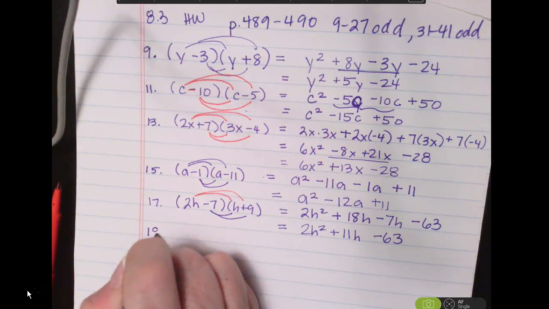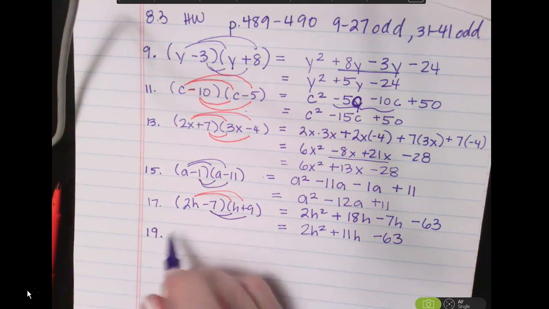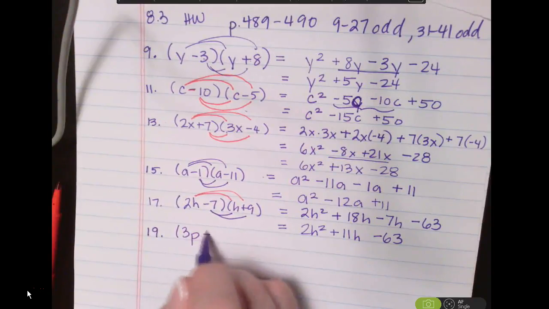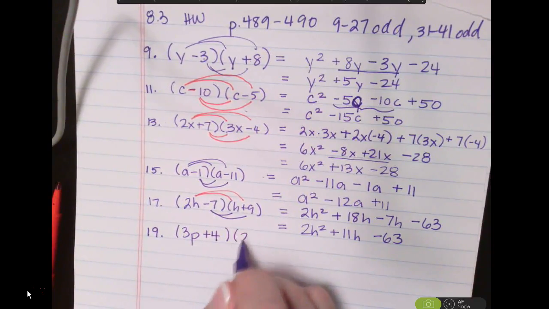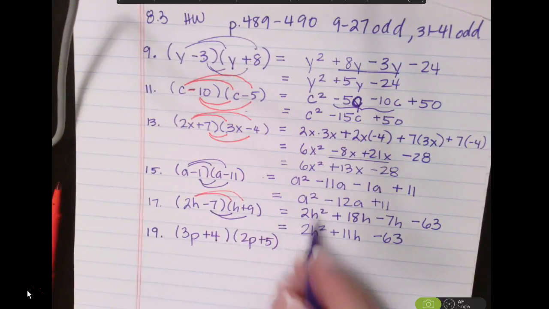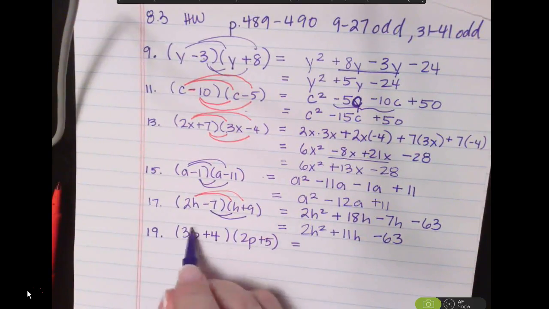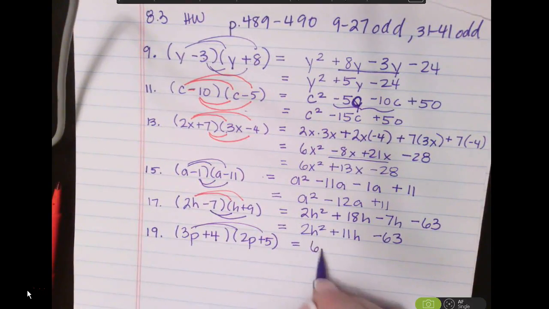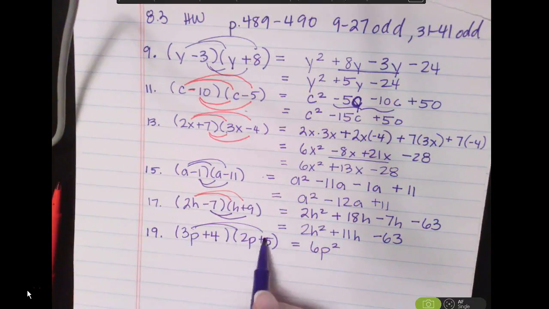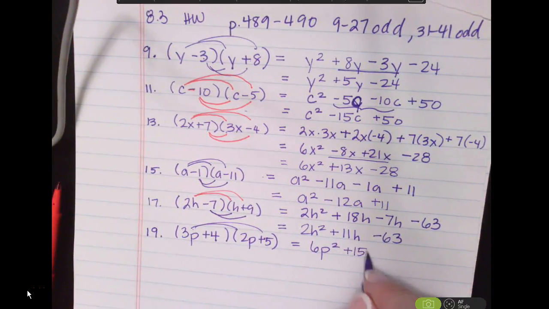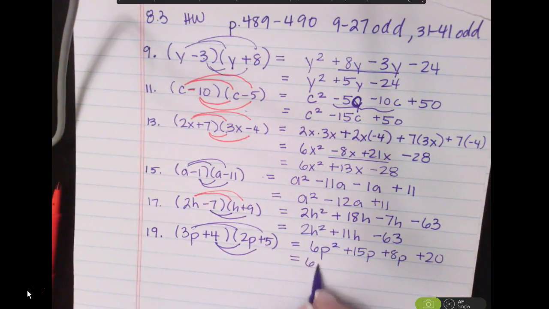Okay, next, number 19. I've got 3p plus 4 times 2p plus 5. So 3p times 2p is 6p squared. 3p times 5 is 15p. 4 times 2p is 8p. 4 times 5 is positive 20. Combine like terms, 15 and 8, that's 23.